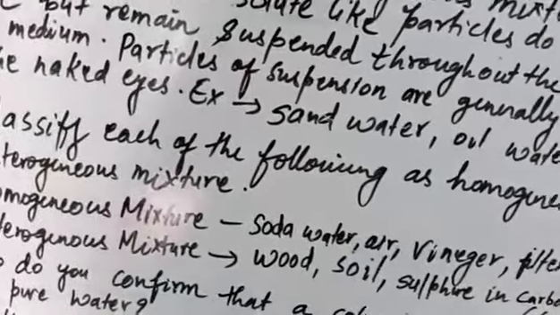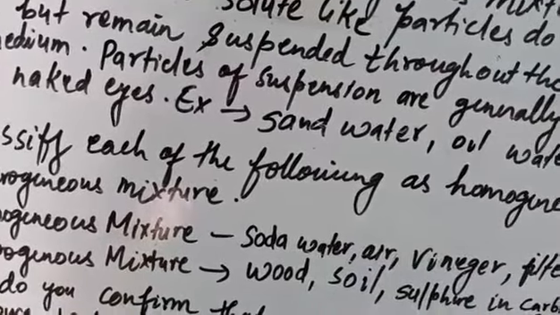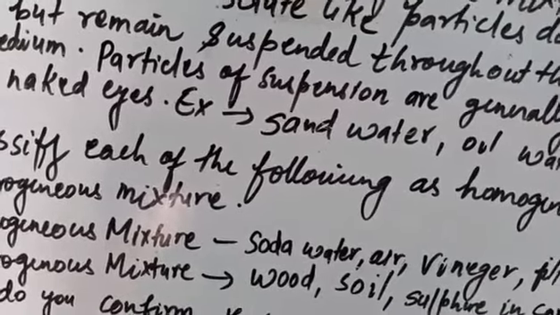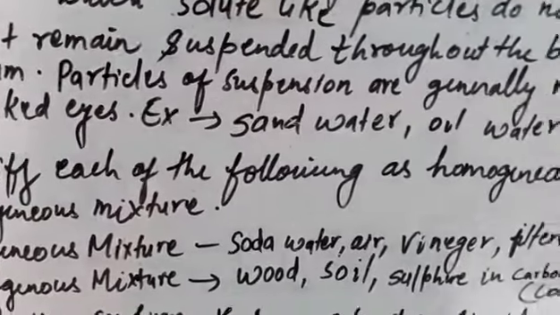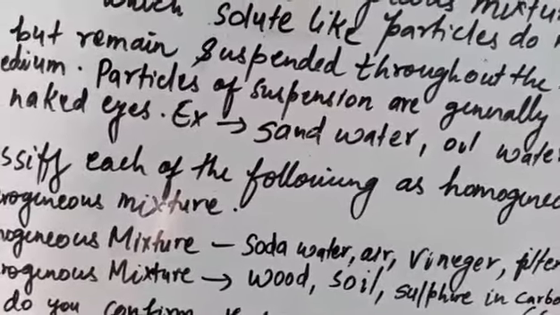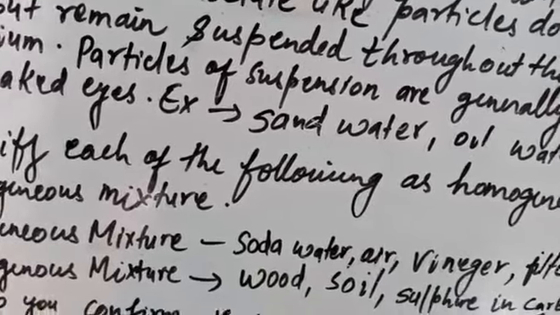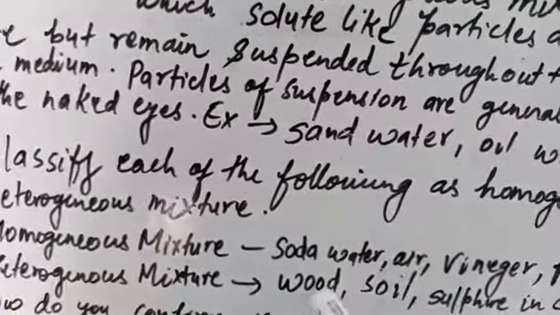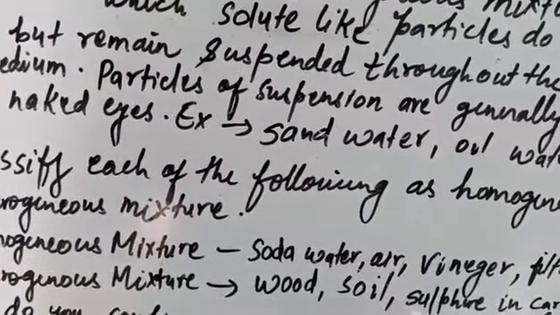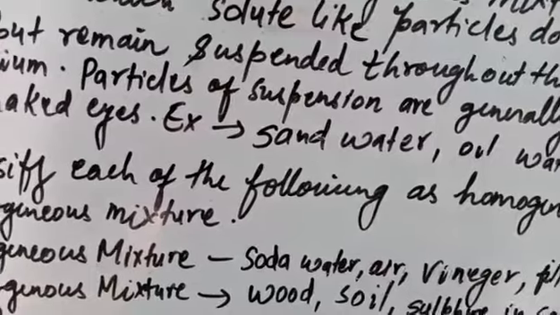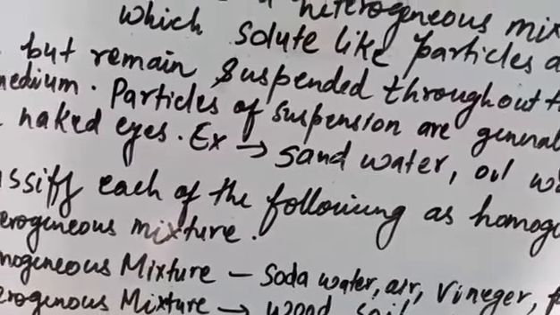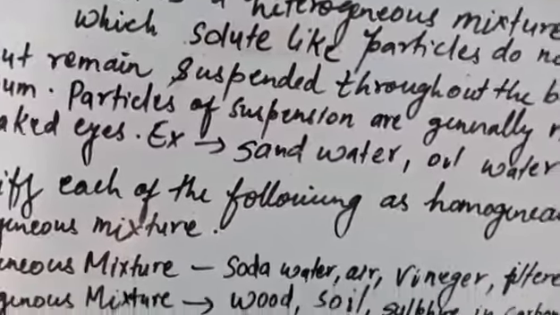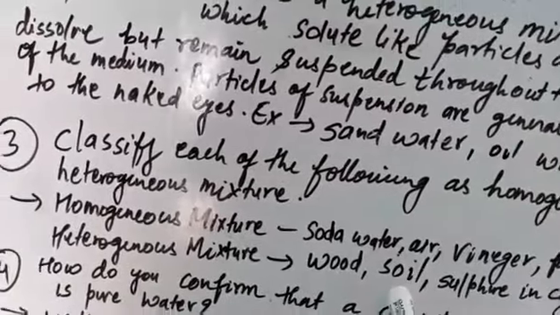Wood would also have different constituent substances which are non-uniformly mixed throughout it, so it is also categorized under heterogeneous mixture only. Now in soil also, you can see several distinct particles present, and they are not uniformly mixed, so it is also a heterogeneous mixture only.